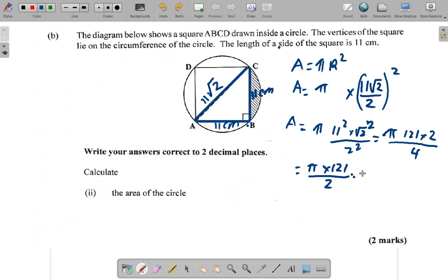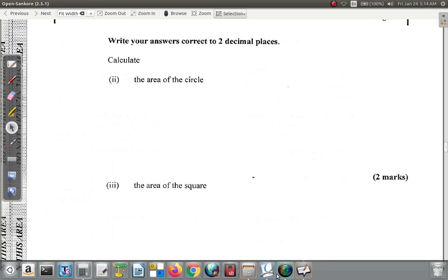In what they call third form, in exact form, this is what you would get. But if you want to take the numbers out now, pi by 121 over 2. Let's use a calculator.